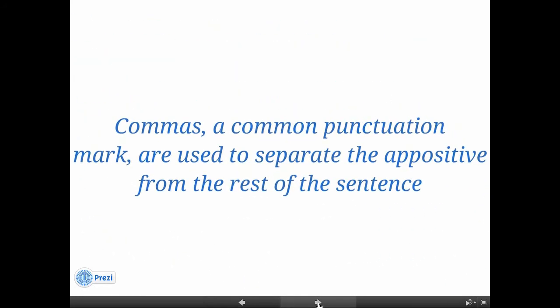In order to punctuate our appositives, we need to use commas. So here it says, commas, a common punctuation mark, are used to separate the appositive from the rest of the sentence. You should be able to take an appositive away from the sentence and still have the sentence make sense. Commas are used to separate the appositive from the rest of the sentence. When you can do that, you need to use your commas to separate the appositive.